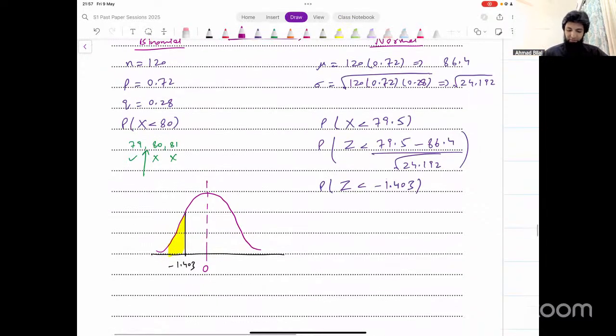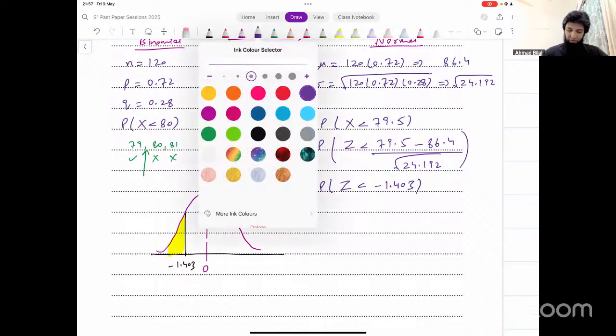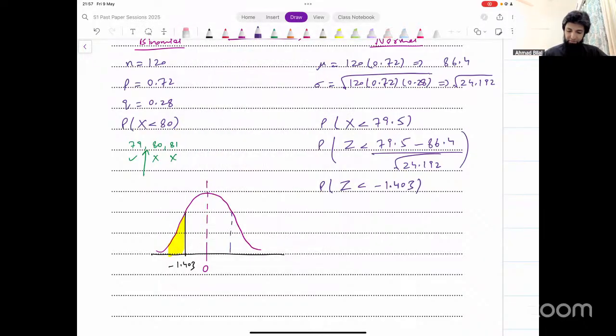This is not standard form. You have to flip this first of all. Flip this, and that's the same area as this one. So we can say that's the same thing as Z greater than 1.403.